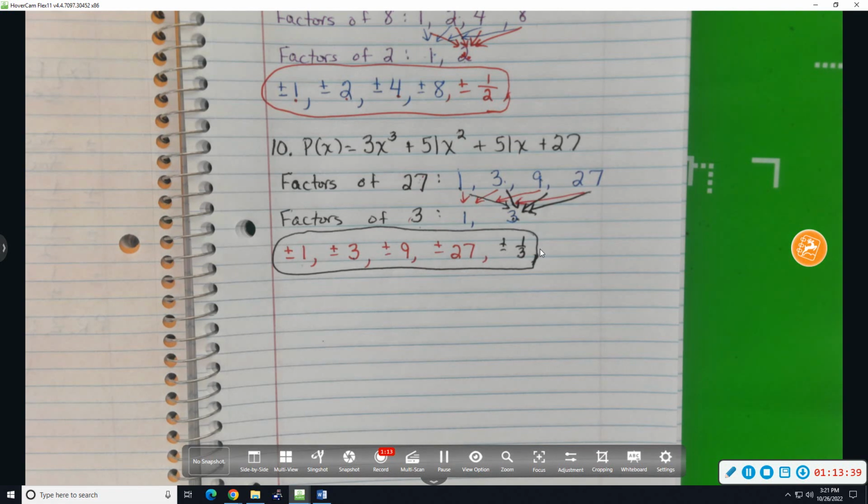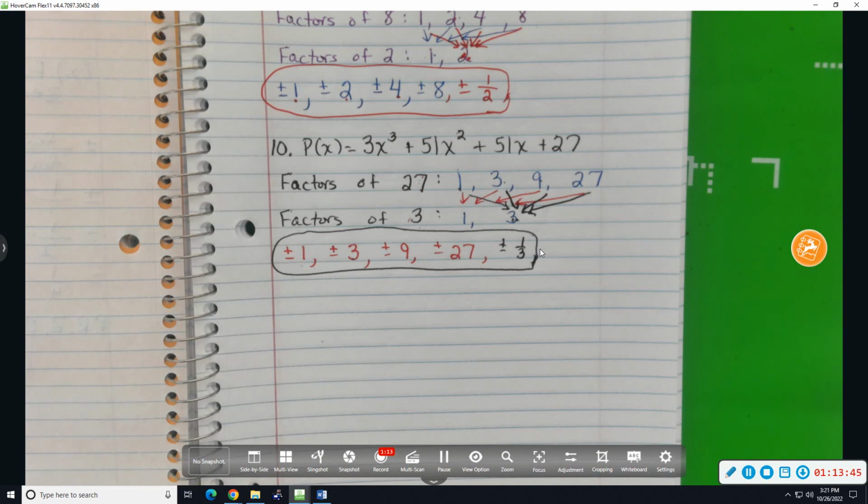Rational just means they're either integers or fractions. An irrational number would be something like a square root that can't be reduced, like the square root of 7 or pi, or the square root of 3.